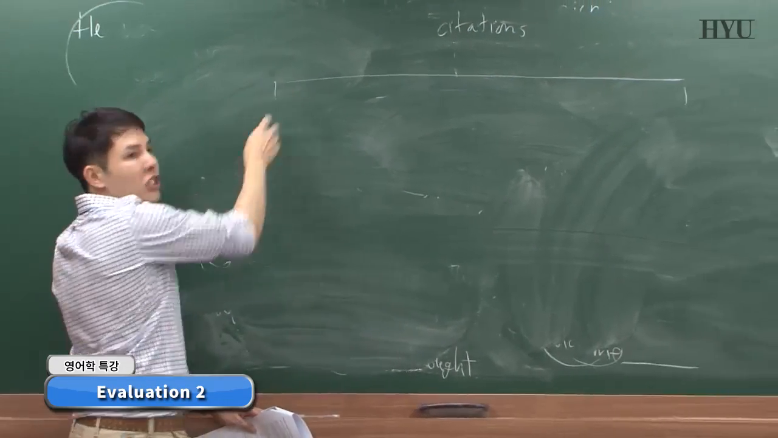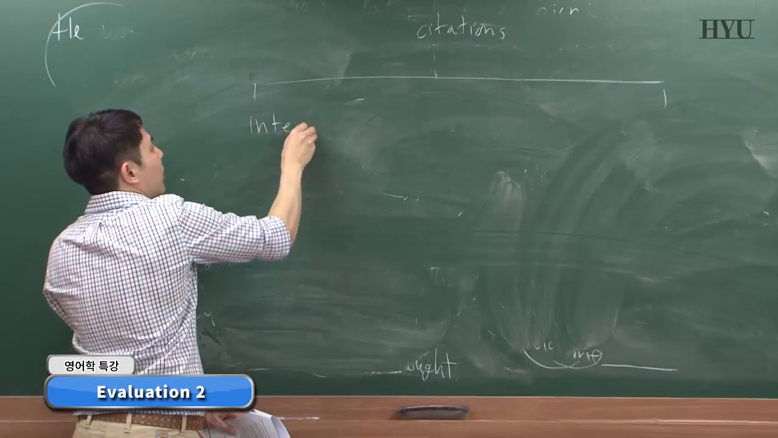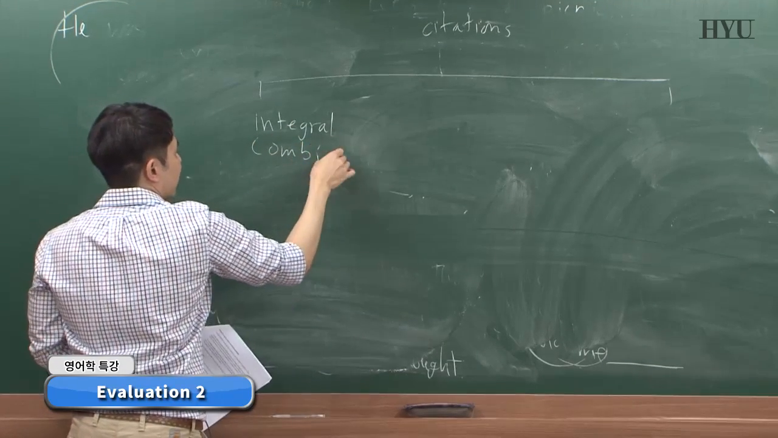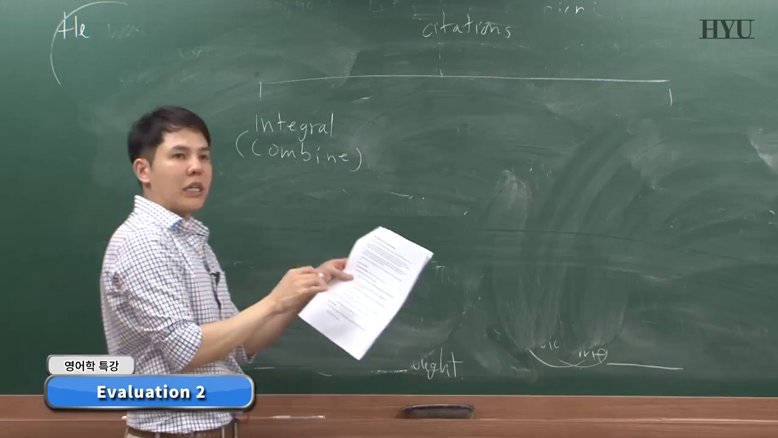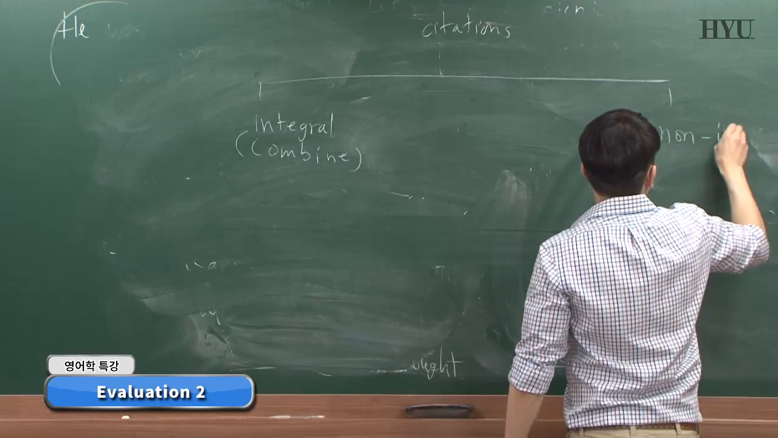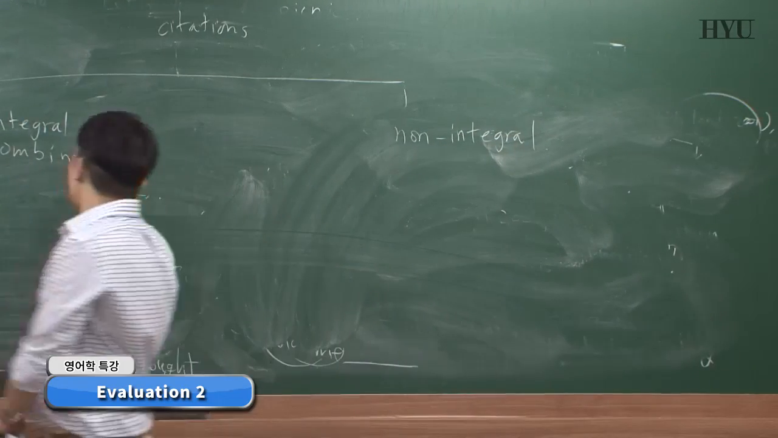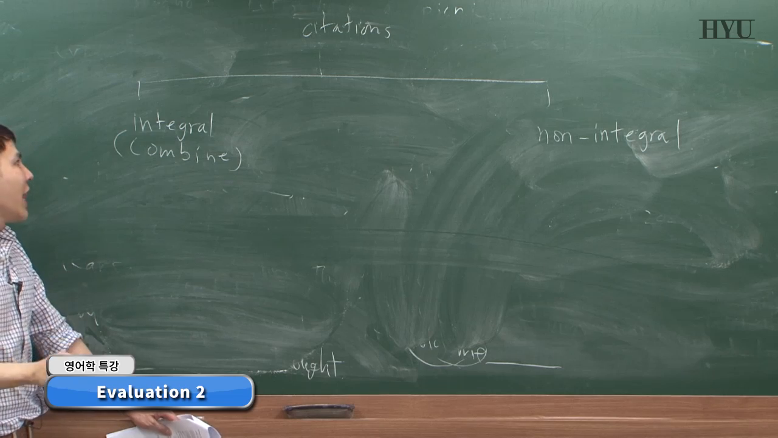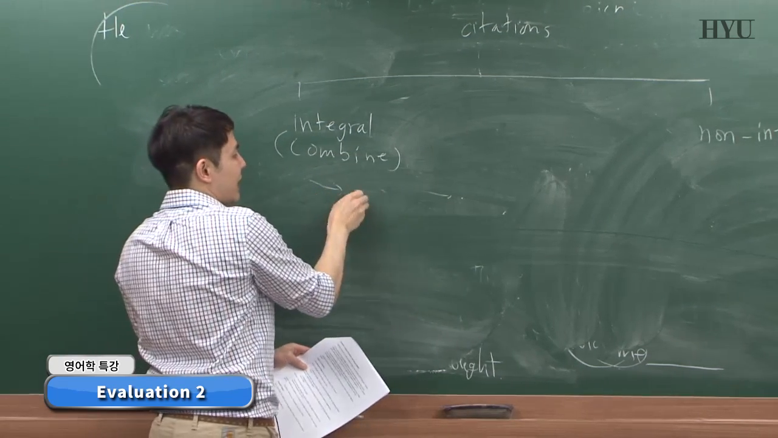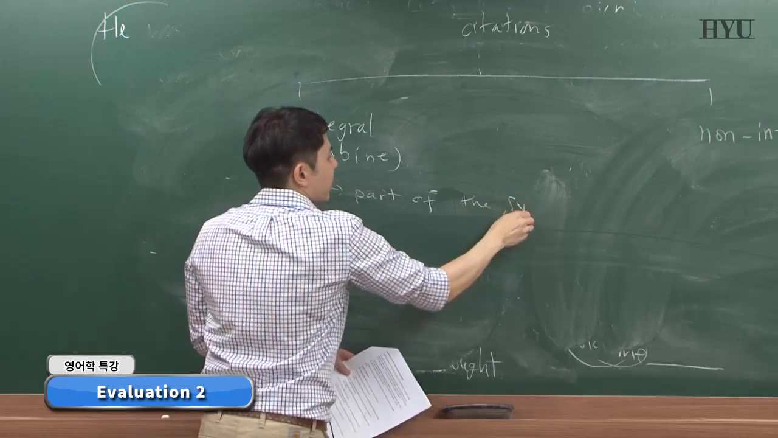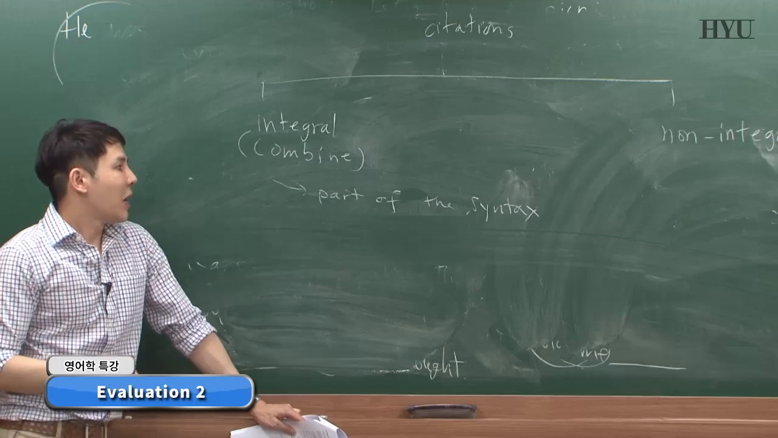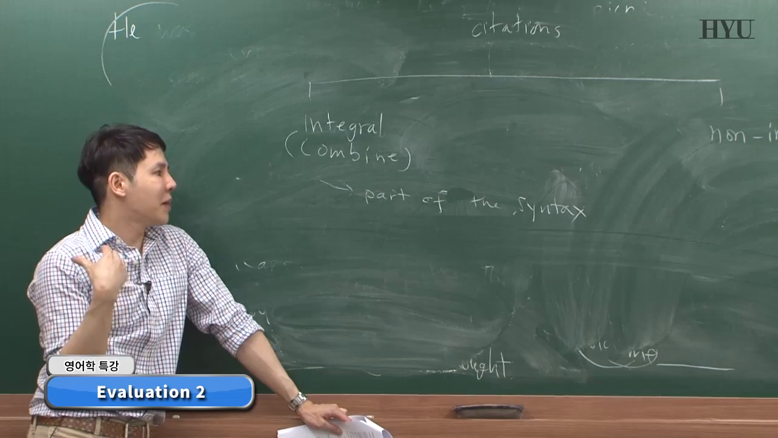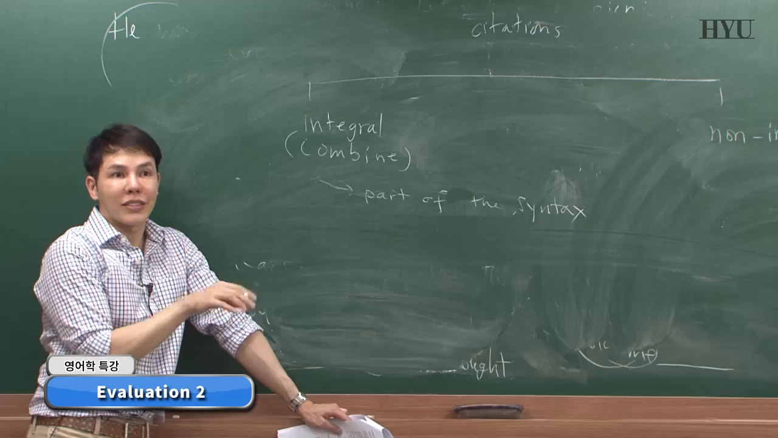And there are two types of citation in academic writing. There's the integral type, which means that it's combined, and the non-integral citation. The distinction is very clear: for the integral type, the citation has to be part of the syntax of the sentence. Meaning it must be the subject, the object, or the object of a preposition. It has to be part of the syntax of the sentence, okay?